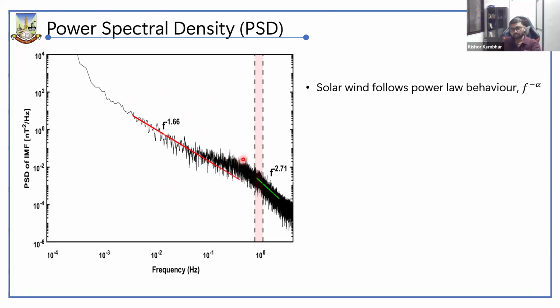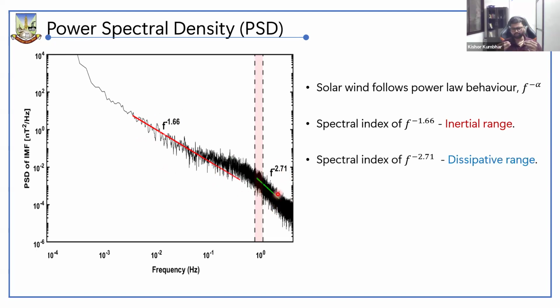So here the red fitted region basically has a spectral index of f raised to minus 1.66, which corresponds to the inertial range. Followed by this, we have this green shaded region, which has a spectral index of minus 2.71, which is close to the dissipative range.